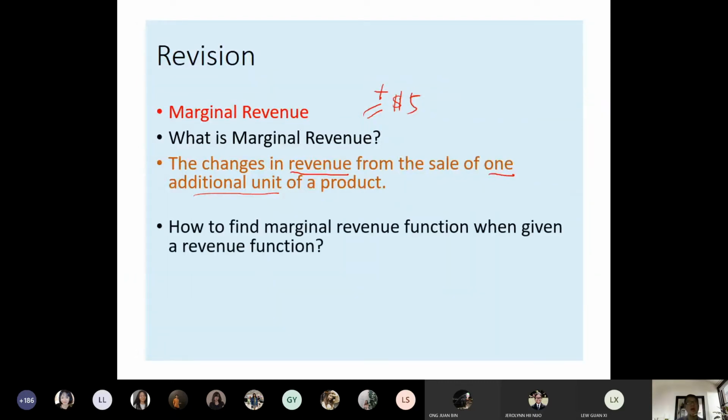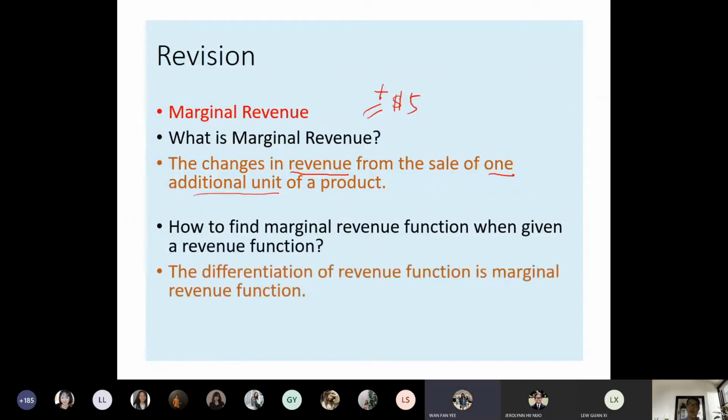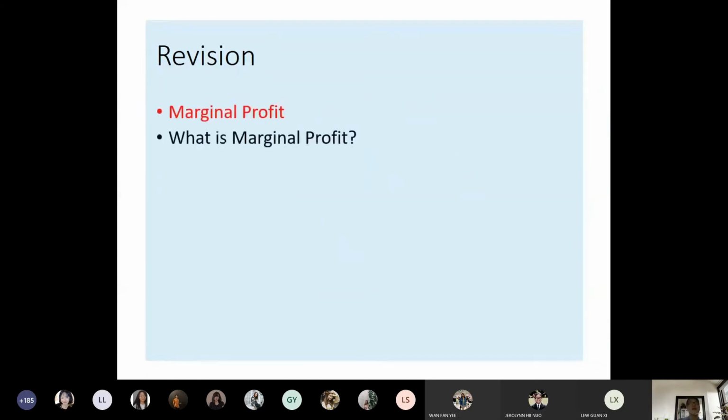Now, how to find the marginal revenue function when we are given a revenue function? You differentiate the revenue. Good. Again, follow the same concept: when we have the word marginal, we differentiate. Let's make it faster. Now we follow the same concept.